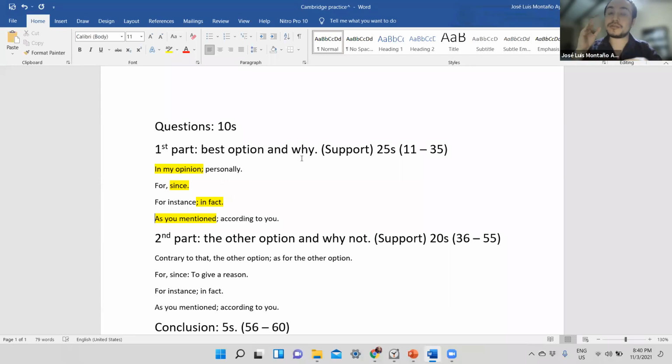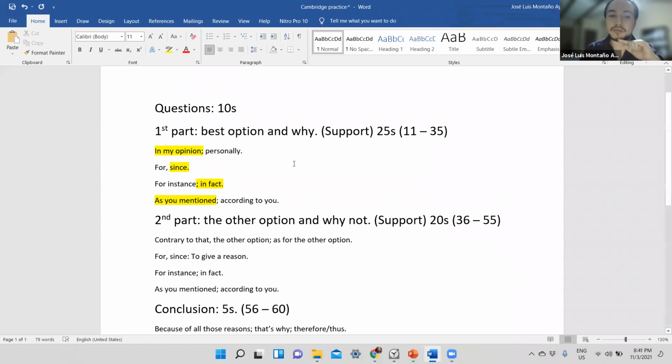That's it, all right? So I said, in my opinion, since, in fact, as you mentioned, that's what you have to do, all right? You need to give me the idea of what's the best option in your opinion. You have to support that idea with a reason. You have to give me at least one example, and you have to restate or mention again something that I said, all right? Because of course I'm going to read that for you.